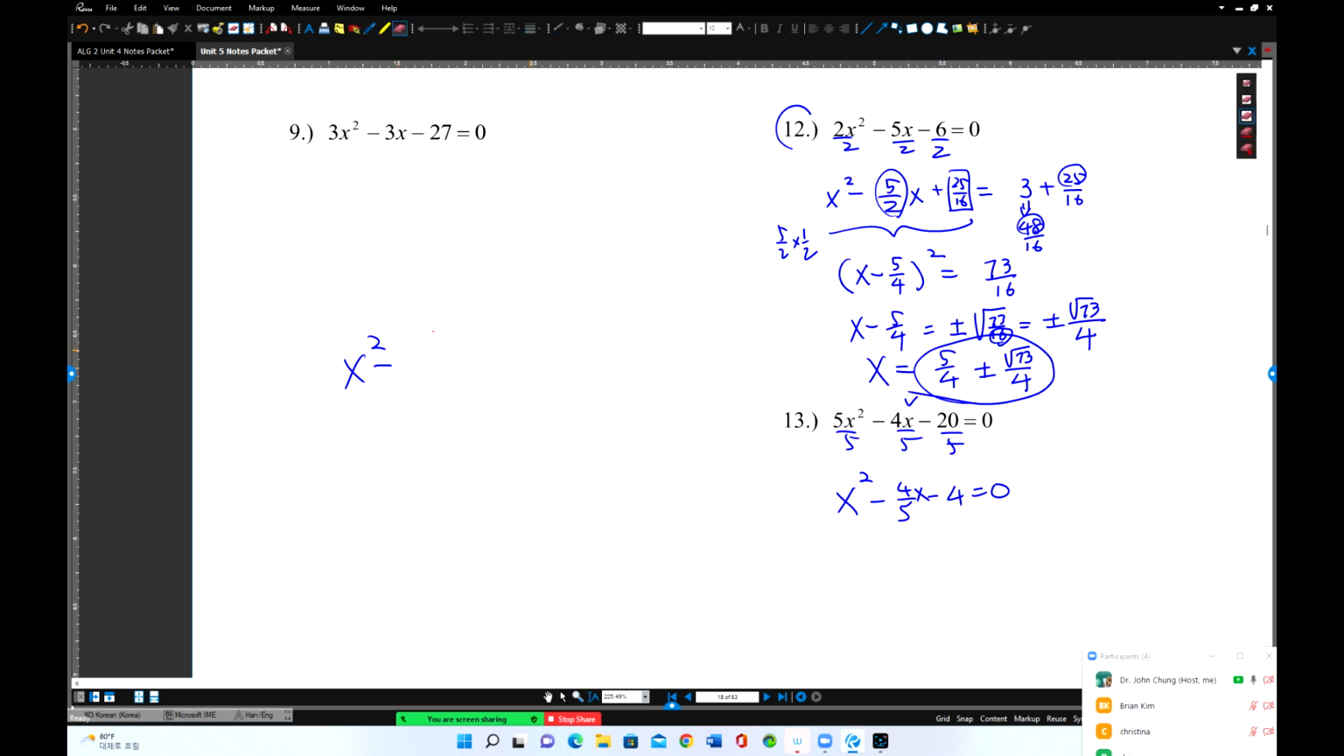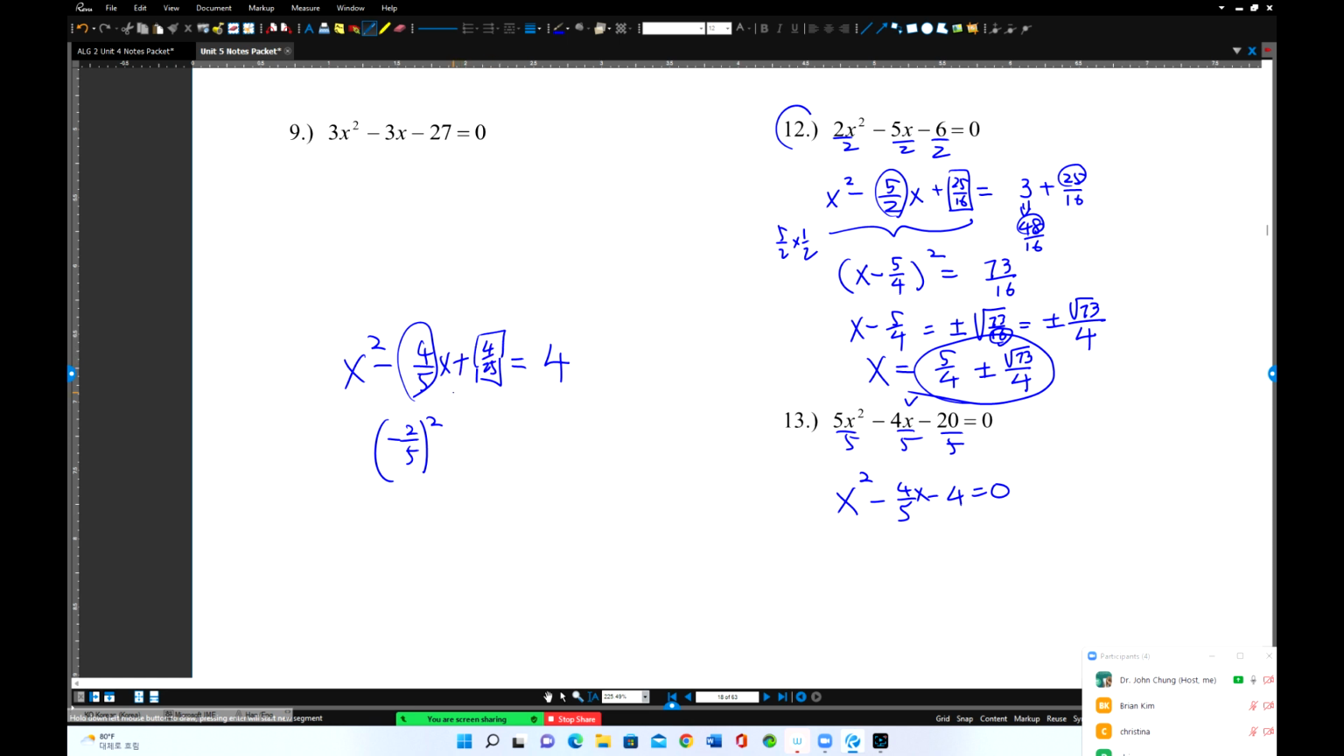Variable terms, 4 over 5x, and the constant terms, isolate. Now we need to find what? Perfect square trinomial. What is this number? Half of this one, how much? 4 over 10, right? Or 2 over 5 is half of this one. Times 1 half is what? 2 over 5. That is half of this one, and squared, how much? 25, or 4 over 25.